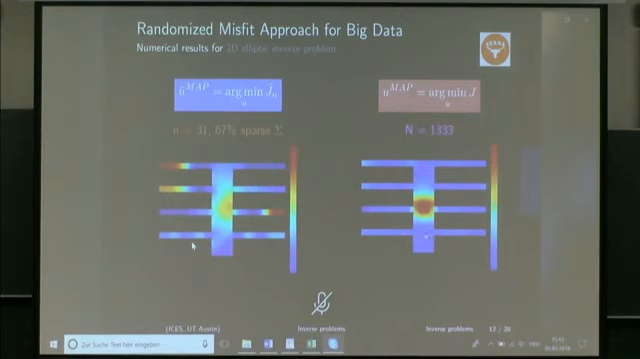On the left-hand side, we show the result, the reduced inverse problem results with 31 random projections with a 67% sparse random matrix. And you see that is actually not very good, even though you see a little bit of something in the middle, right? Let us increase a little bit, to 51. So now we use 51 random vectors.